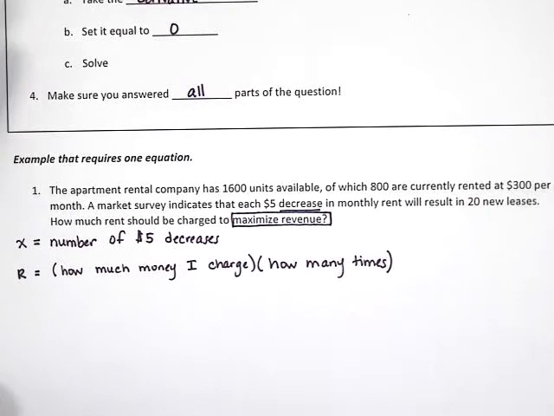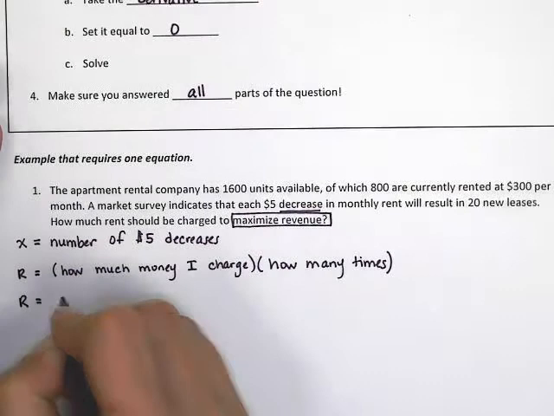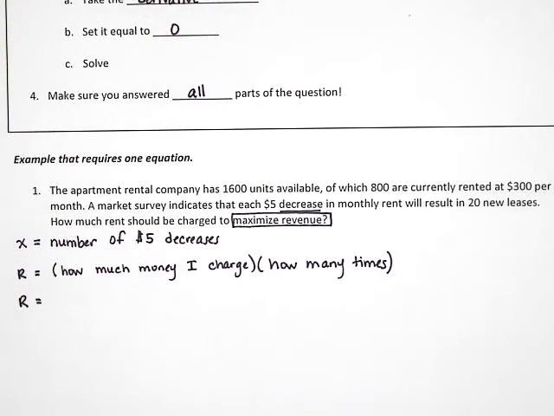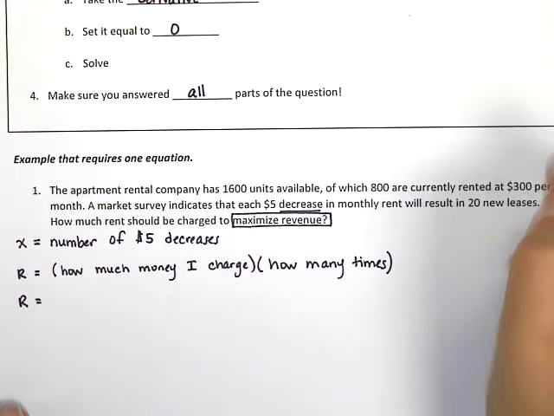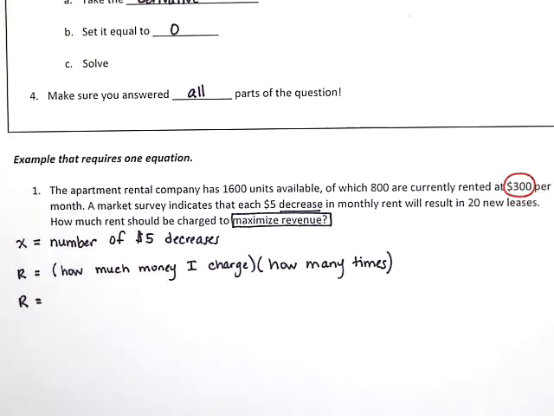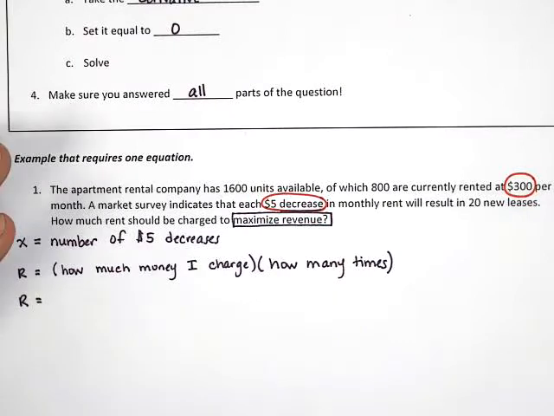So if I'm going to make $20 each time, how many times did I make $20? In this problem, let's just work on the how much money I charge part. Right now, I'm charging $300 per month. But it also tells me that I'm going to have a $5 decrease, and maybe I'm going to decrease the price $5 one time or two times or three times.